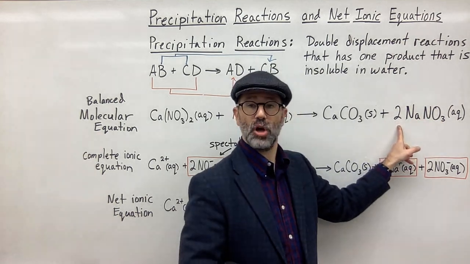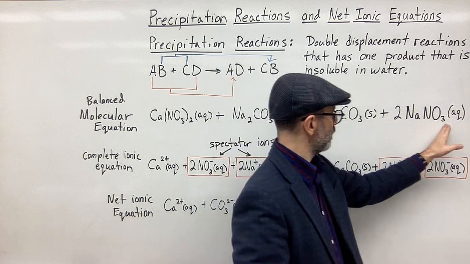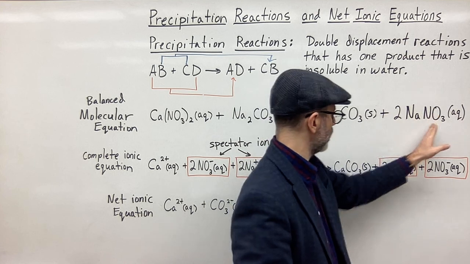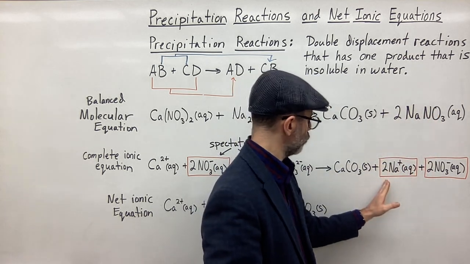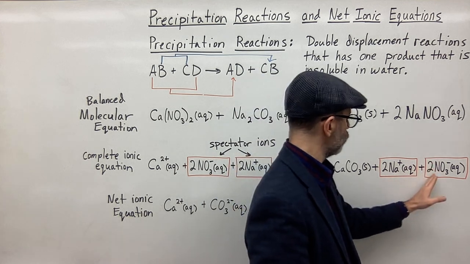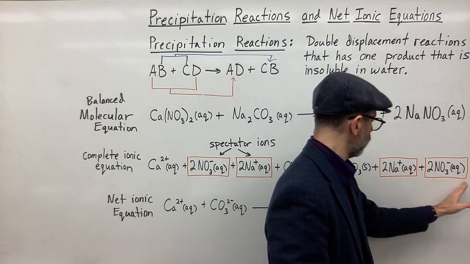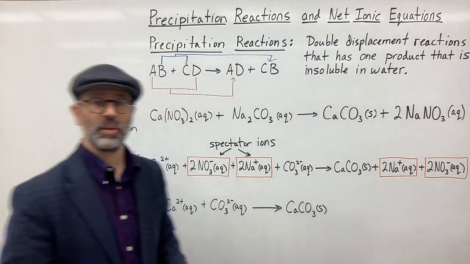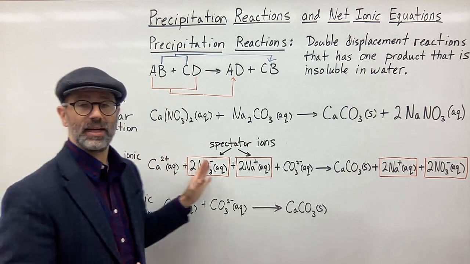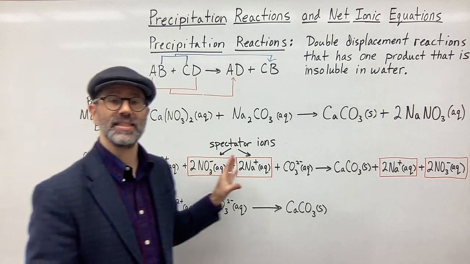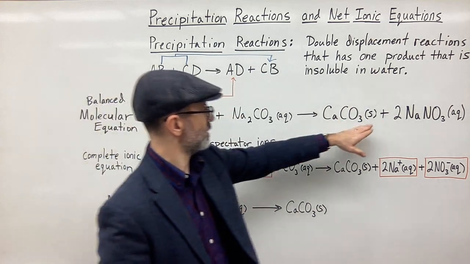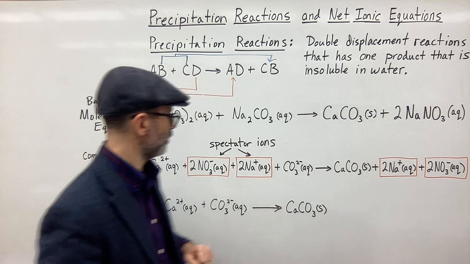So here we have a 2 coefficient. That applies to everything in the formula. So we have two sodiums and we have two nitrates. So that's what we have here. So 2 Na+ aqueous plus 2 NO3- aqueous. And so that, ladies and gentlemen, is your complete ionic reaction. Every ion is separated except for those that are in solids and liquids. So this is a solid, so it stays together.